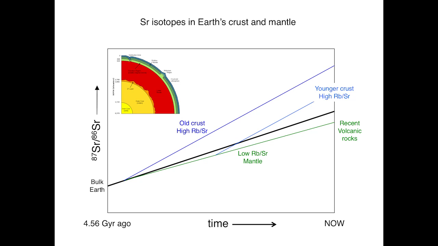Younger crust formed from that mantle would go off like that as well, and recent volcanic rocks directly derived from the mantle would be here. So there are variations in the strontium isotope composition of the crust, because some of it is old, it has lots of rubidium, and it has had a lot of rubidium for a long time. Some of it is less old, some of it is recently made.